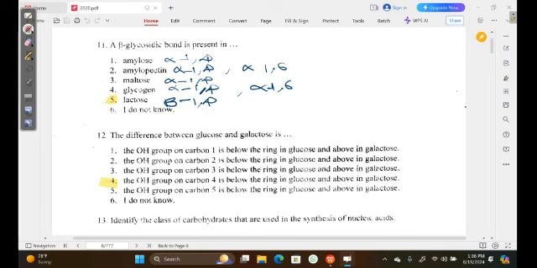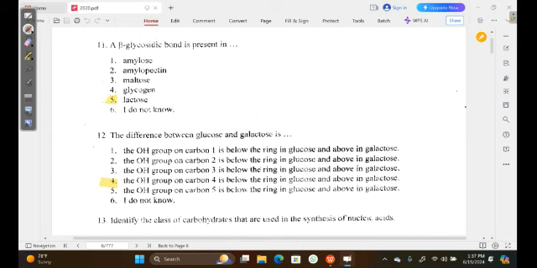So let's move on to question 12. Question 12 is saying the difference between glucose and galactose is, so we are looking at two different sugars. To answer this question, we actually have to draw the ring structures, because just as we said, glucose and galactose have the same atoms, but they only differ in their 3D arrangement in space.